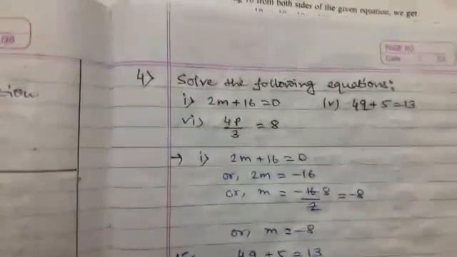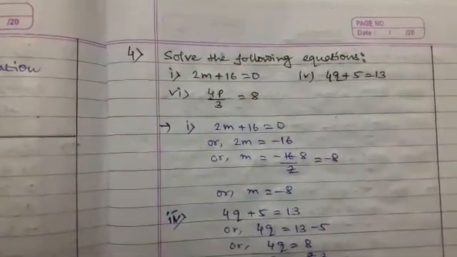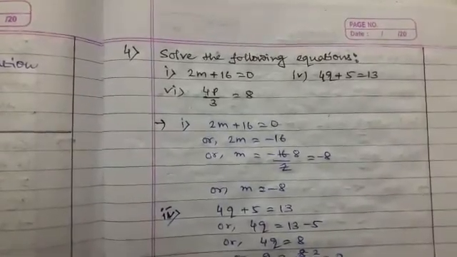So s equal to minus 3. Now number 4. Solve the following equation. 2m plus 16 equal to 0, 4q plus 5 equal to 13, and 4p by 3 equal to 8.